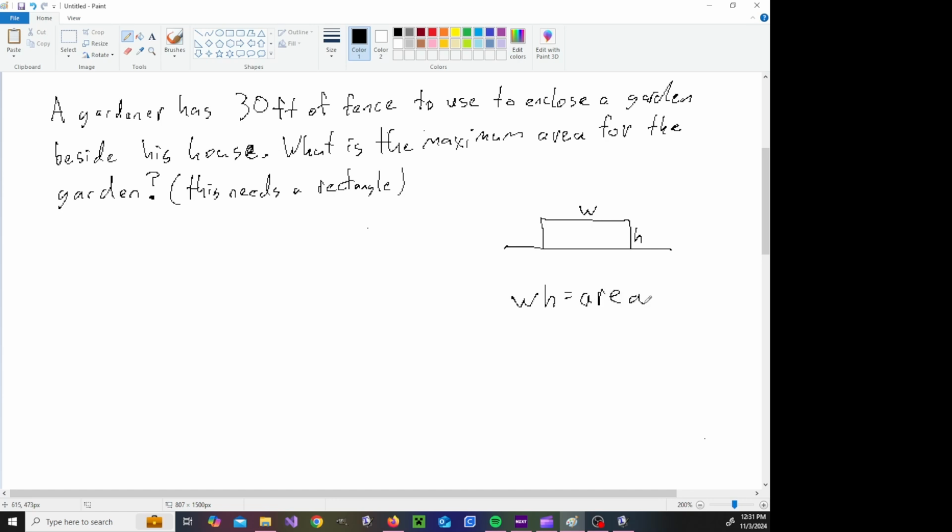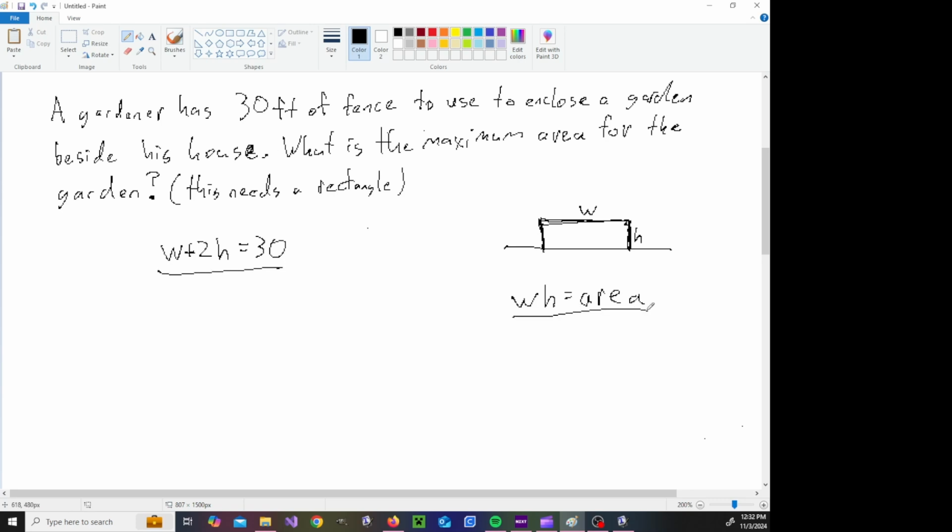That is my area. Well, I need to come up with an equation for my constraints. If I have 30 feet of fence, then that is going to relate to the perimeter of the thing that I need to build. So how many feet of fence do I need to construct what I've drawn? Obviously I need the width, but how many rows of the height do I have? I have 2: the left side and the right side have to be h. So I have W plus 2h has to be 30.